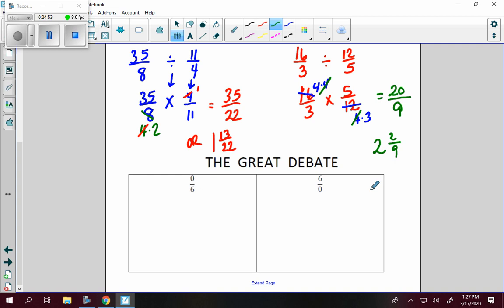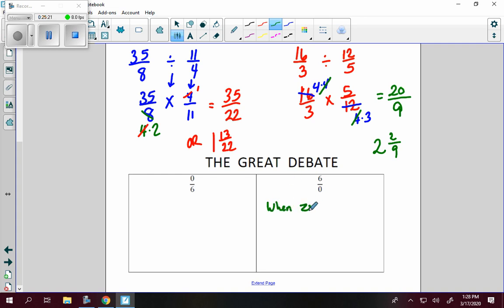Yay! Ooh, the great debate. The great debate is this way for a reason. The great debate is this way to see, does 0 over 6 or 6 over 0 equal, which one is 0 and which one is undefined? Good question. All right, well, answer being, if 0 is under, it's undefined.